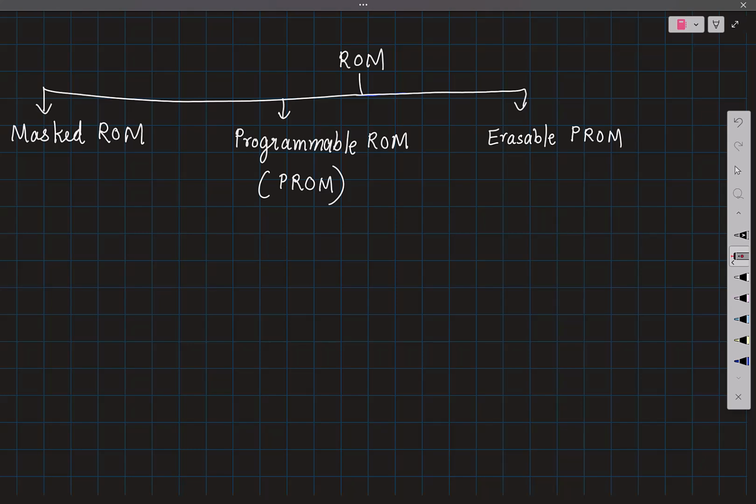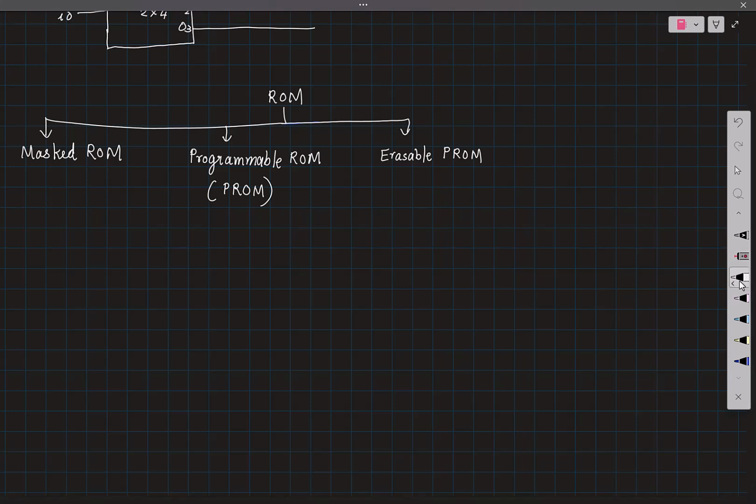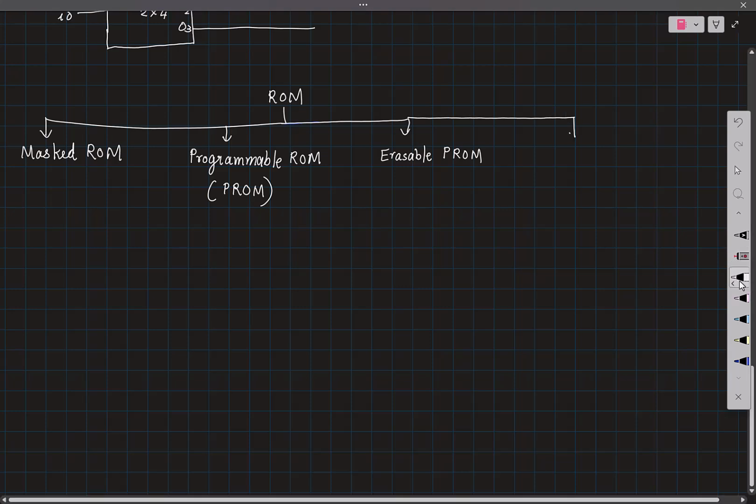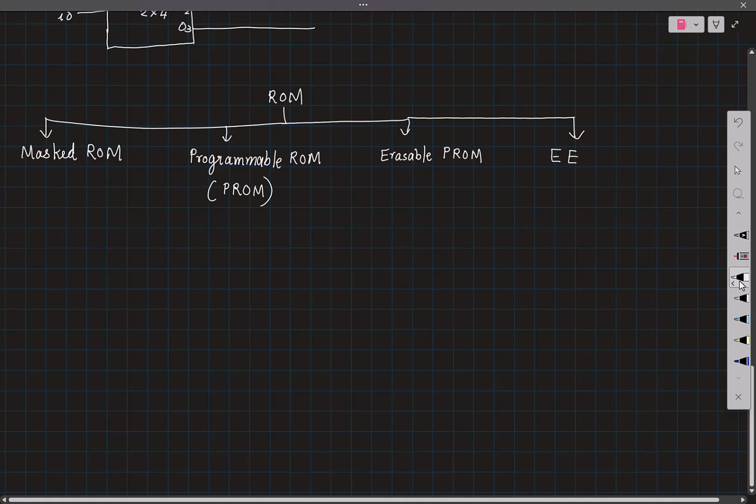Right? So you have seen masked ROM, programmable ROM, erasable ROM. What do you think should be the next one? Right? Now the erasing is happening with UV light. You would like it if it can be done electrically. So that is the next topology where you have electrically erasable, programmable, read-only memory. This is also called E-squared PROM.